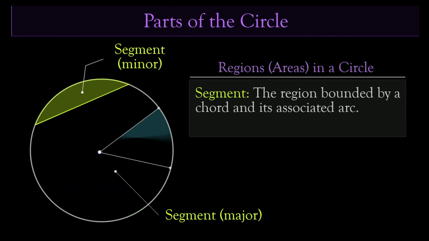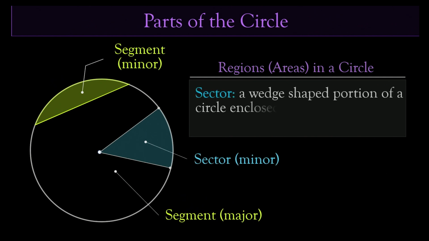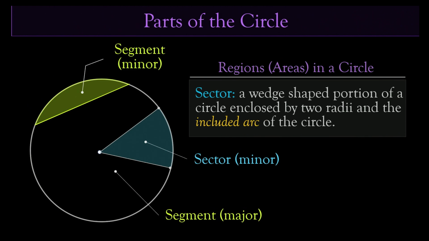Next is the sector. The sector of a circle is that bit that looks like a piece of pizza. It's a wedge-shaped portion of a circle enclosed by two radii and the included arc. So this arc here is referred to as the included arc. So the sector includes two radii. That's one radius and that's another one, and that is called the included arc. Okay, and that is how we define a sector.